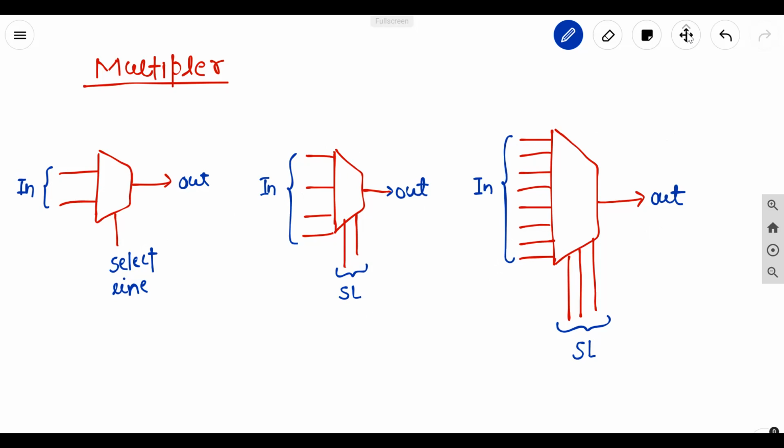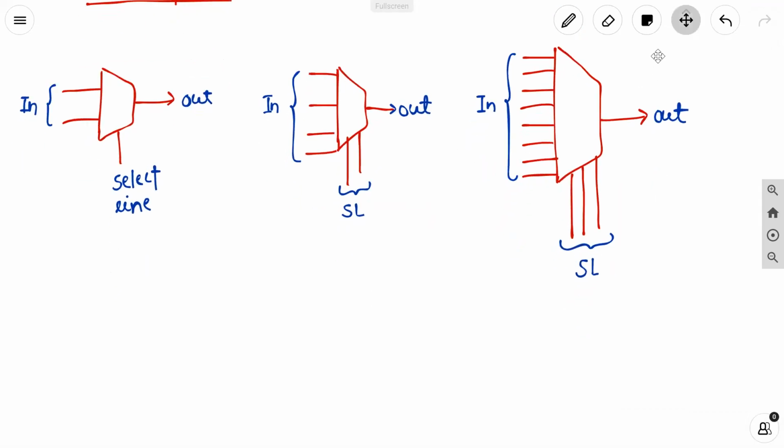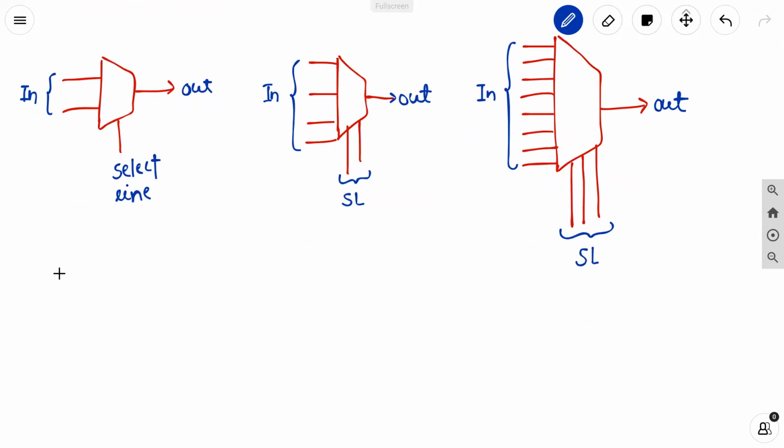So one common thing is that the output is one. The number of outputs is always equal to 1 for a multiplexer. It is a combinational circuit which has only one output. The number of inputs and the number of select lines have a relation. When two inputs are there, one select line is there. If four inputs are there, then select lines are 2, and if 8 inputs are there, then select lines are 3. So there is a proper relation between the inputs and select lines.